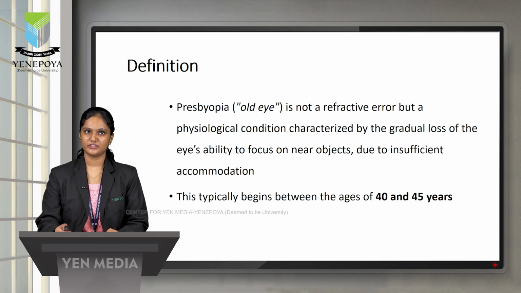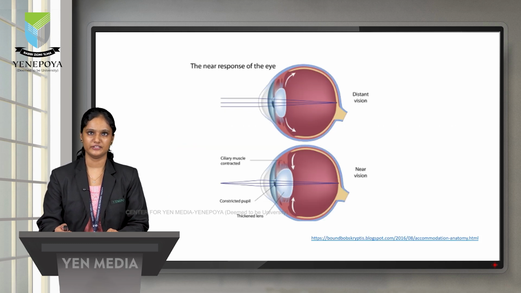So to begin with the definition, presbyopia is not a refractive error but a physiological condition characterized by the gradual loss of the eye's ability to focus on near objects due to insufficient accommodation. This typically begins between the age of 40 and 45 years.